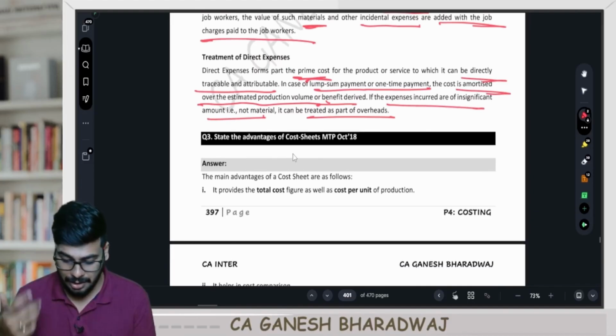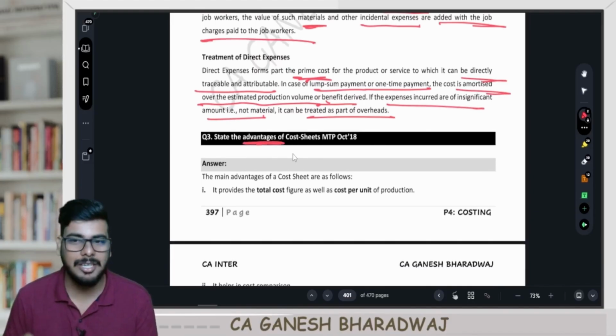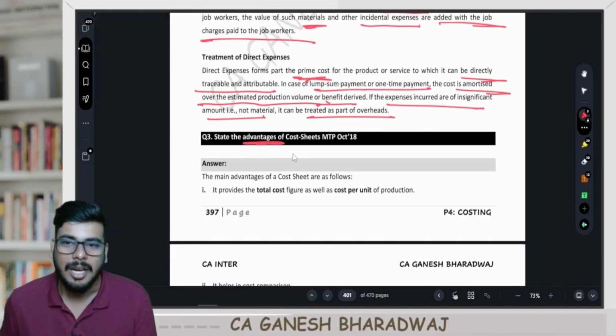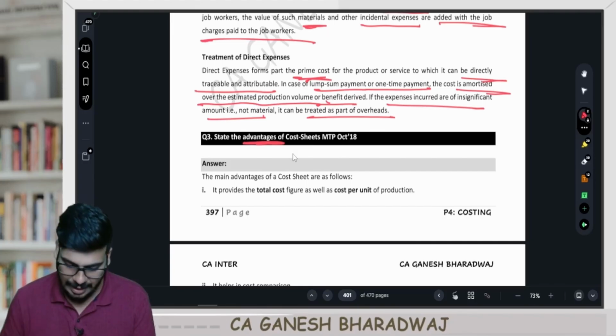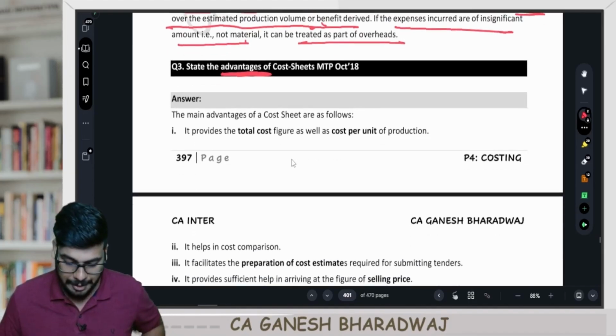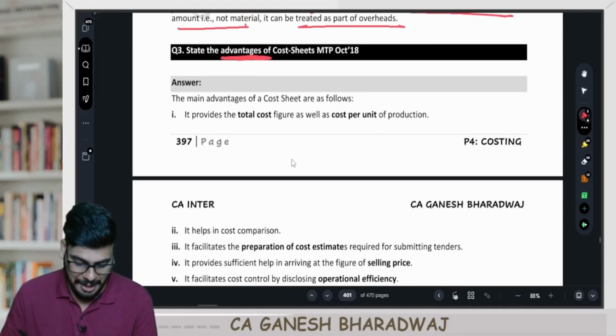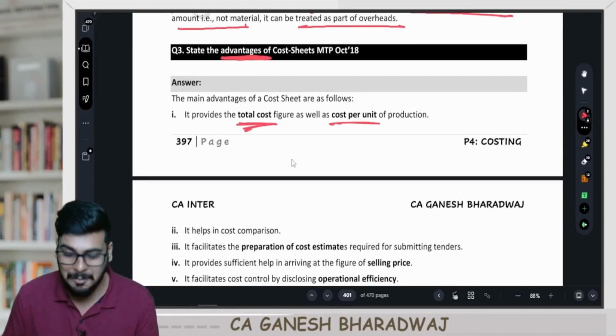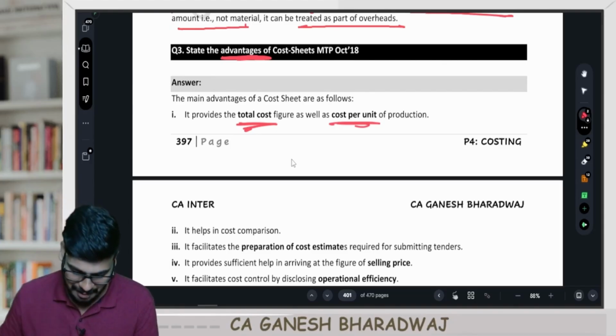This is an excellent question. State the advantages of cost sheet. When I said excellent, I was sarcastically saying excellent. See what they are. Advantages of cost sheet. You must read this. It will blow your mind. First, cost sheet provides total cost figure as well as per unit figure, right? That is the first advantage.